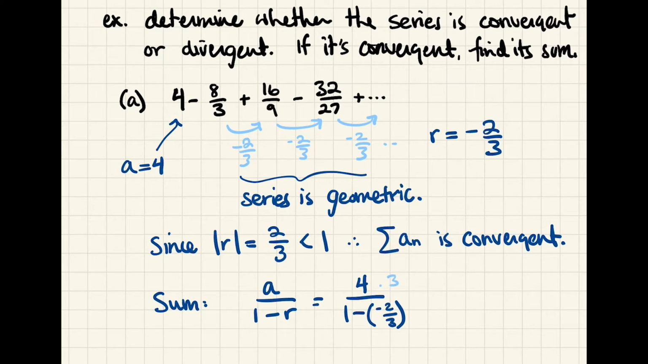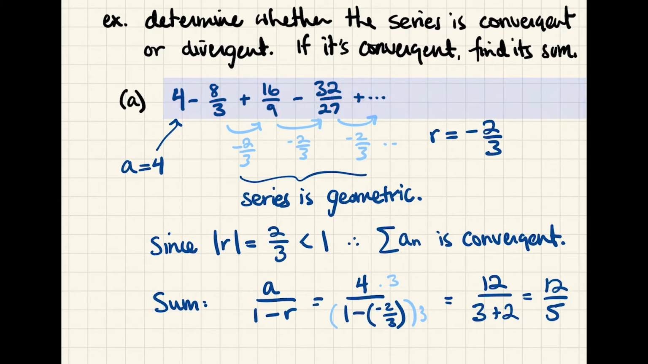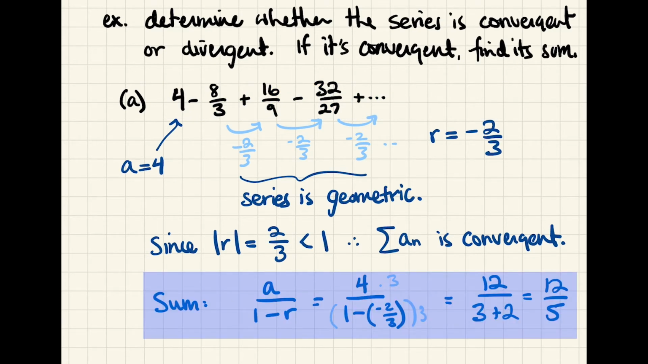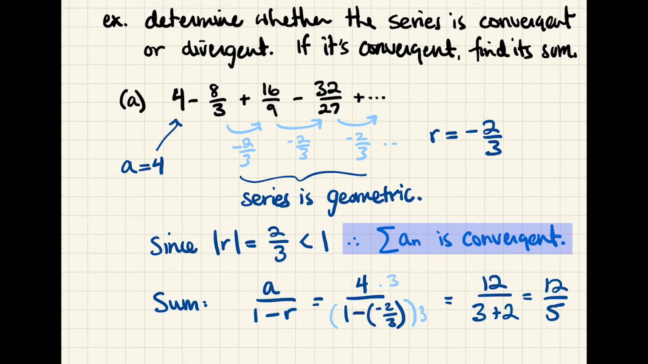All right, let's multiply top and bottom by 3. And we'll get 12 over 3 plus 2, which is 12 over 5. So that is the sum of the infinite terms of this series. Now, never write down the sum of a series or work out the sum of a series until after you've established that the series is convergent. But we'd already done that, so we're good to go into the sum here.